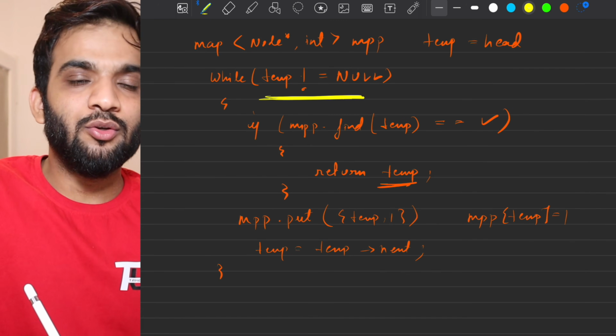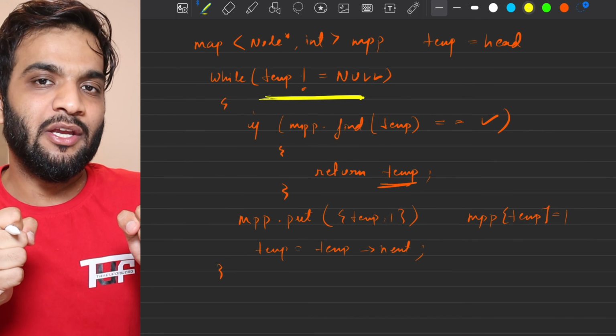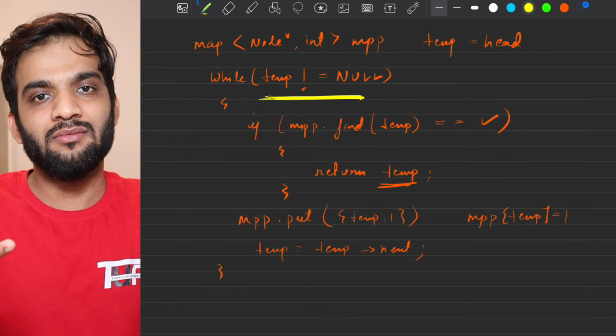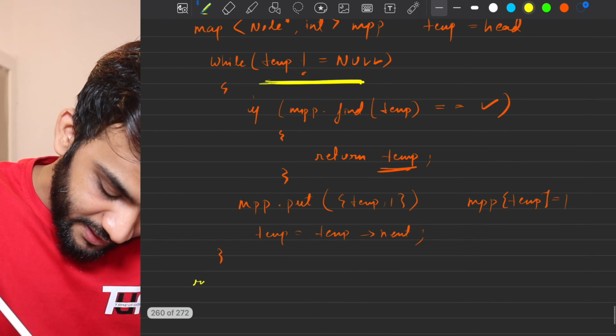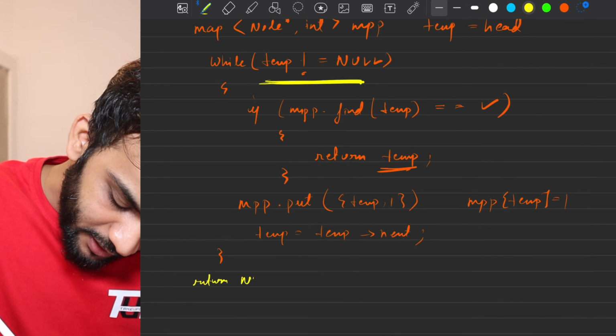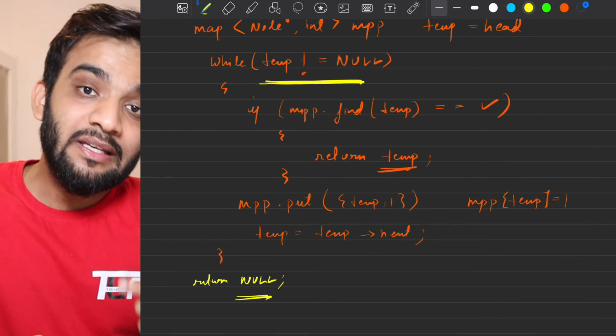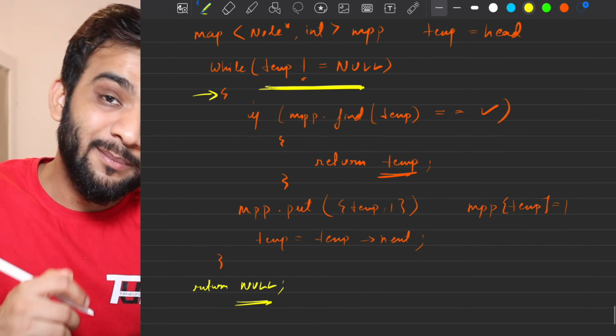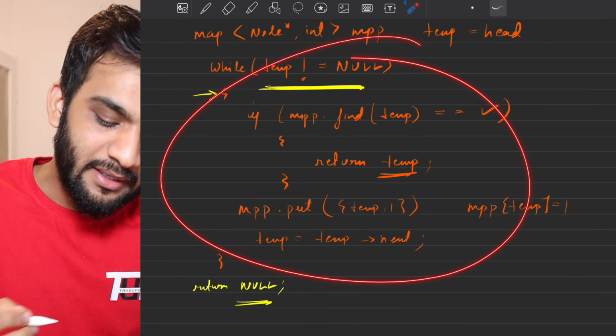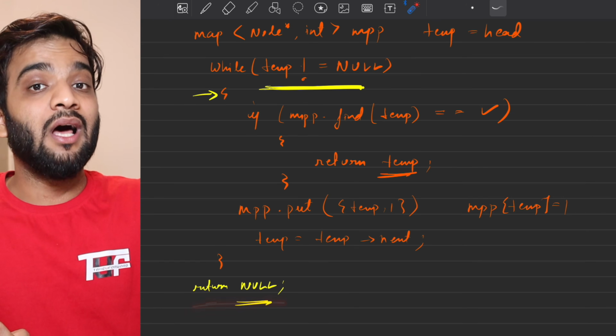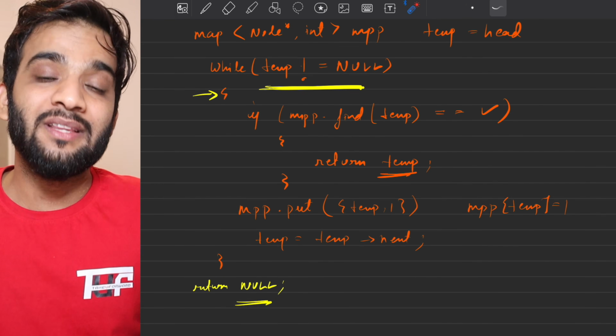Can I say one thing? This temporary equal to null will be executed if it is a linear linked list, right? So if it is executed, in that case you will be returning a null because it is a linear linked list. If the while loop is completed, you end up returning a null stating there is no loop in the linked list.